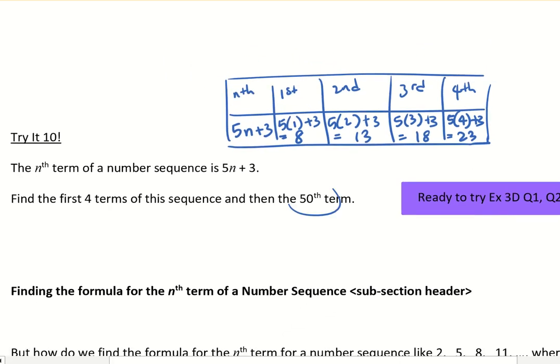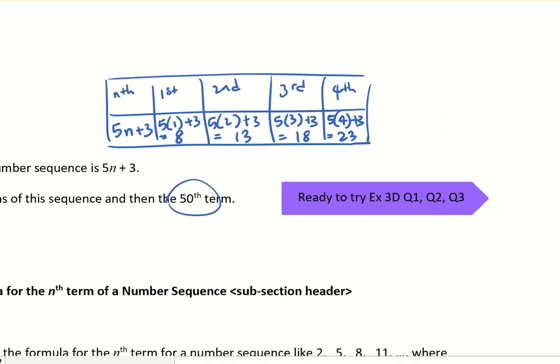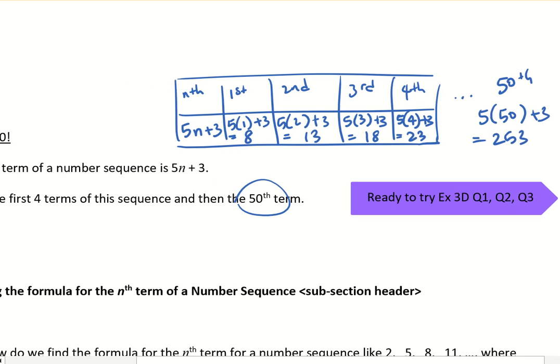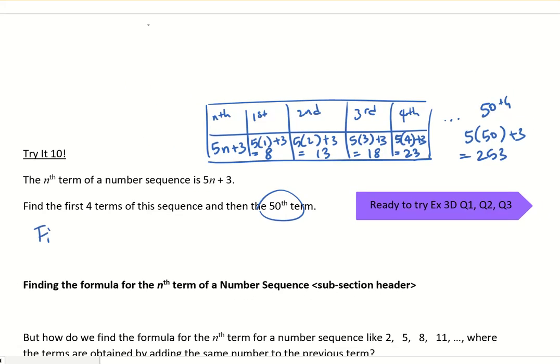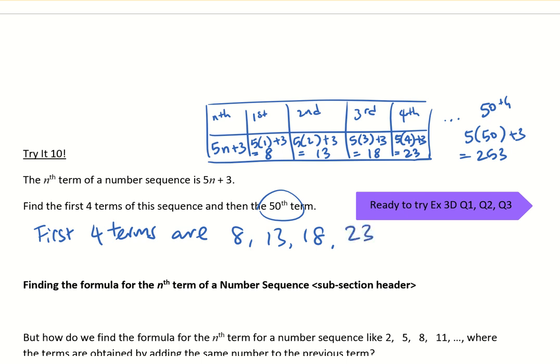And then they want us to find the 50th term. So 50th term will be 5 times 50 plus 3. We get 253. So first 4 terms are 8, 13, 18, 23. Notice that we are just adding 5. And then the 50th term is 253. So try this.